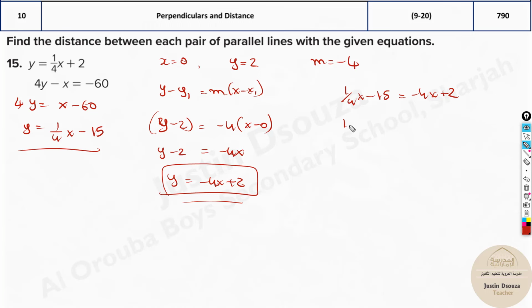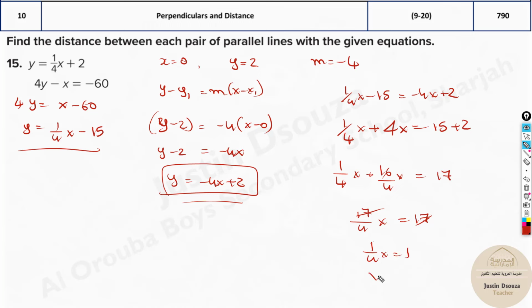Take the x's to one side: 1/4 x plus 4x. Why? Because this goes to the other side and becomes positive. Here it will be positive 15 plus 2. Now here you can multiply both sides by 4. It will be 1/4 x plus 16/4 x is equal to 17. What is this? 1 plus 16 is 17 by 4, x is equal to 17. This can cancel off, 4 goes to the other side. It will be 17/4 x equals 17, or x is equal to 4.